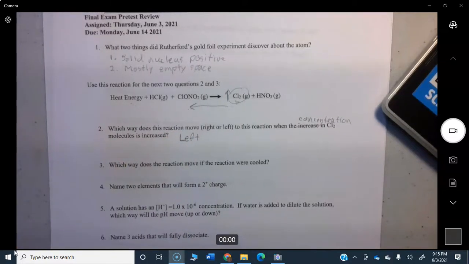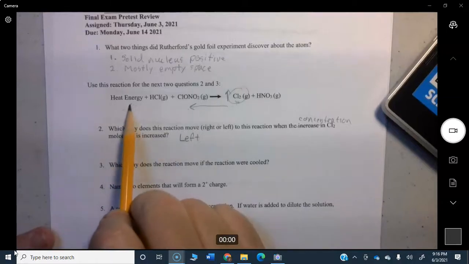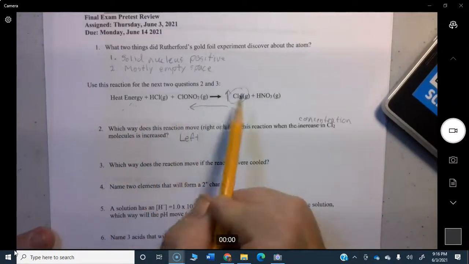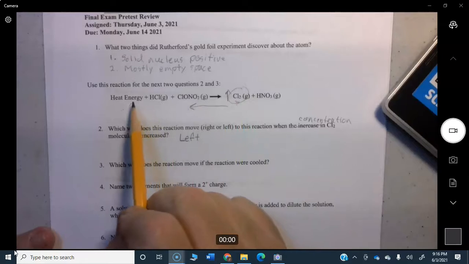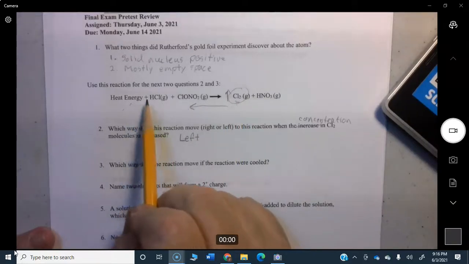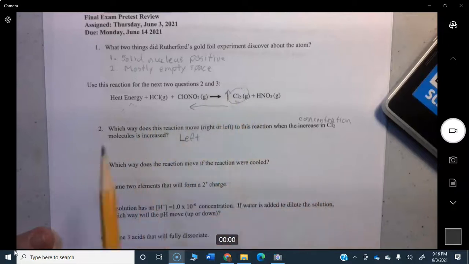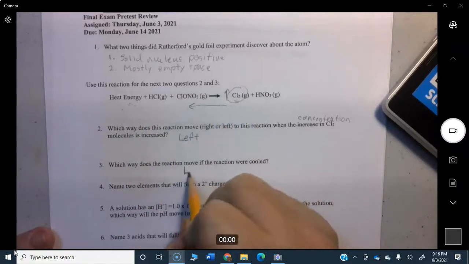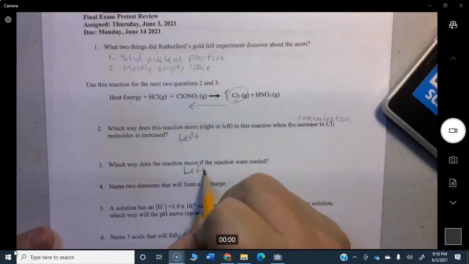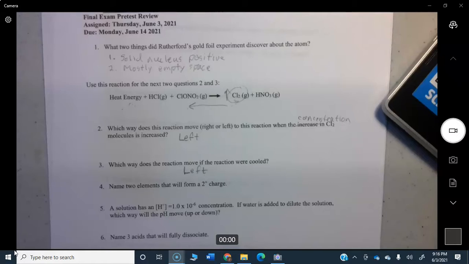That's good enough for that one, all right? Okay, which way does the reaction move if it were cooled? And again, you have to put heat in to get the reaction to move from left to right. So if you cool it, you're not putting the heat in. So that means the reaction is not going to move to the right. It's going to also move to the left. So we're going to go ahead and put that one in right there. Okay, it's going to move to the left if you cool the reaction.